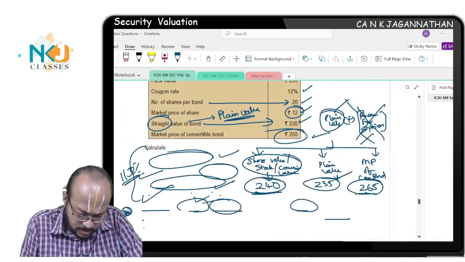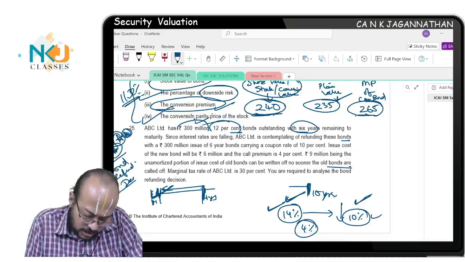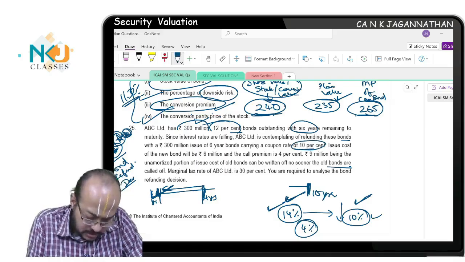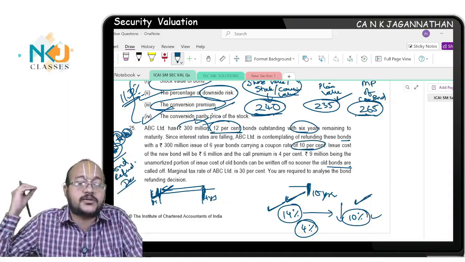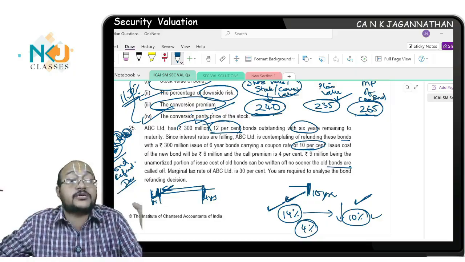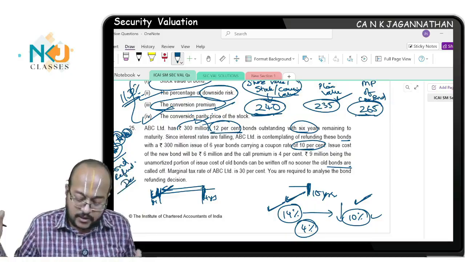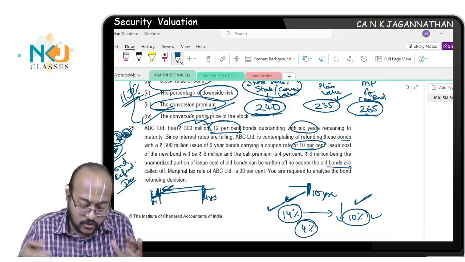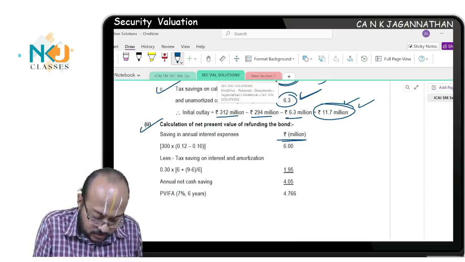Every year on the old bond, I need to pay how much percentage interest? The new interest rate is 10%. Old interest rate is 12%. Every year you had to pay 2% extra interest. This 2% extra interest you will save for a period of 6 years, till the 10th year, which means 6 more years. Assumed to be 10 years. That is the net inflow. That is what they have given.